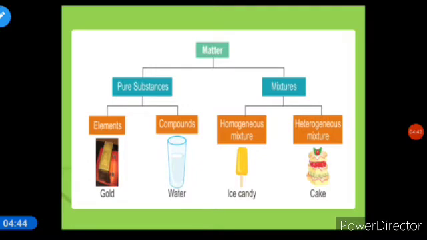As you see in this slide, matter is divided into two types, pure substance and mixtures. Then further pure substance is divided into elements and compounds, and mixture is divided into homogeneous mixture and heterogeneous mixtures. Here some pictures of examples are also given. These things we will discuss in the next slides.